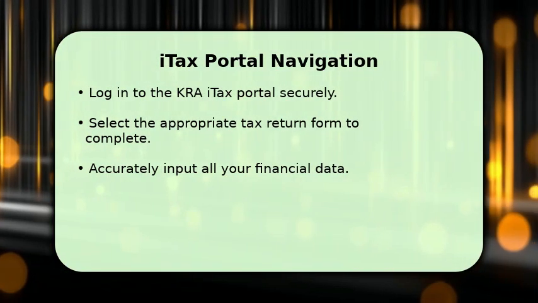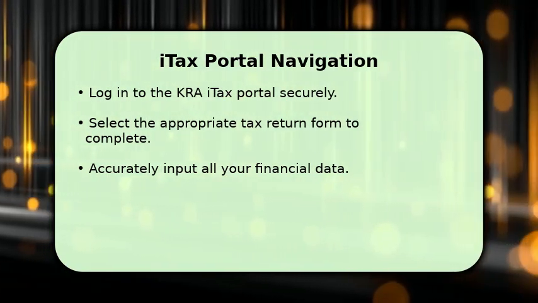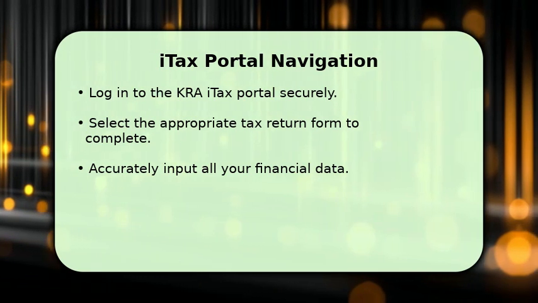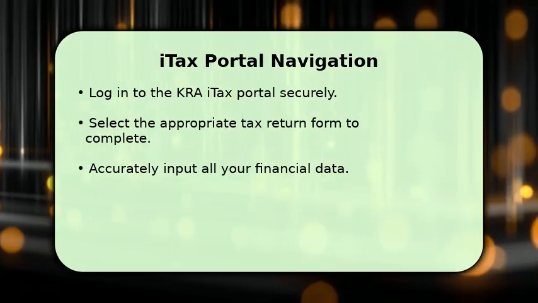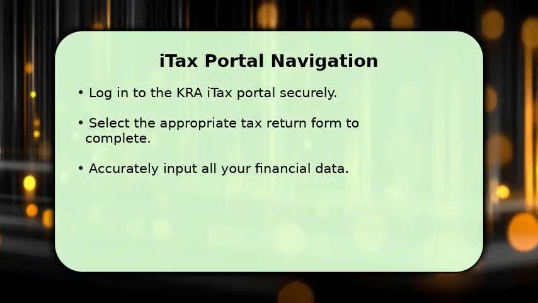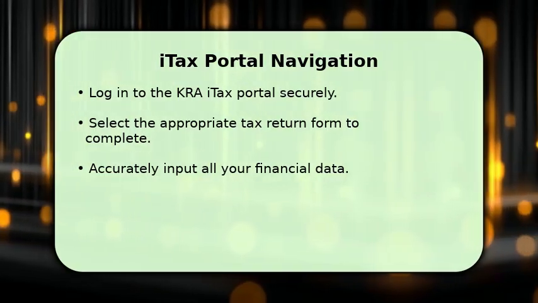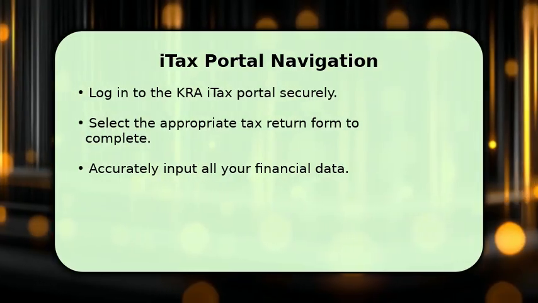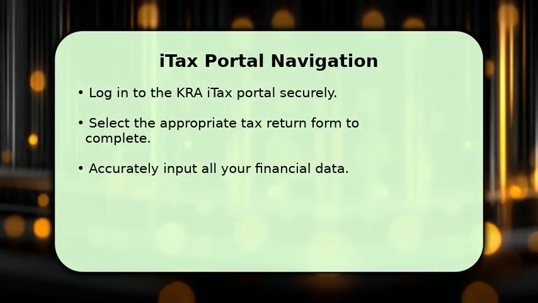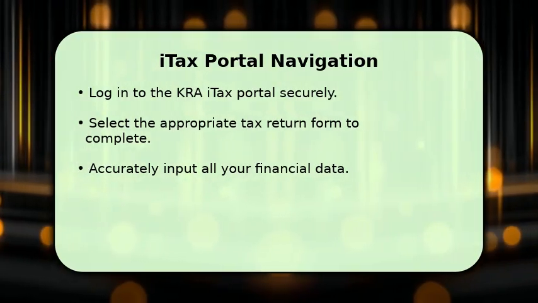Once your documents are ready, log into the KRA iTax portal using your PIN and password. Navigate to the e-returns section and select File Return. Choose the correct income tax return type, for example, Individual Income Tax Resident. Carefully fill in all the required fields, ensuring that the figures from your P-9 form and other income sources are entered precisely. Double-check for any errors before proceeding.